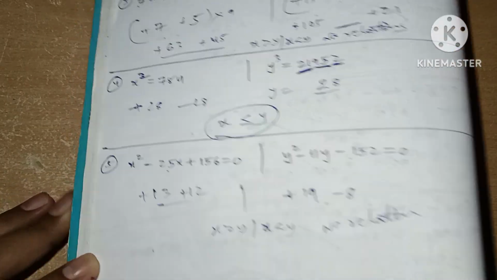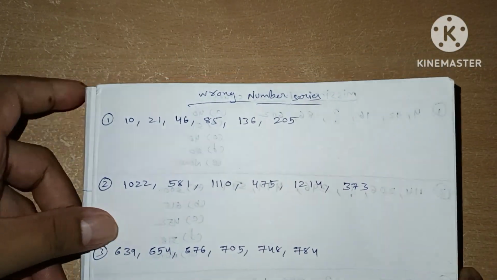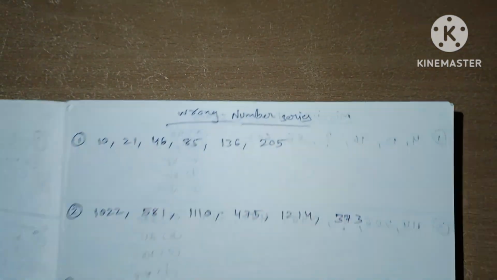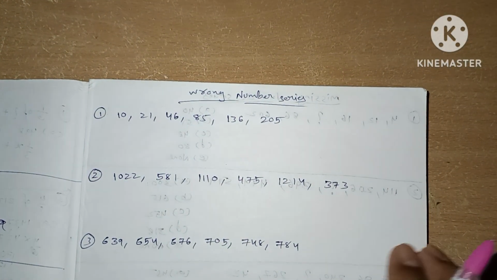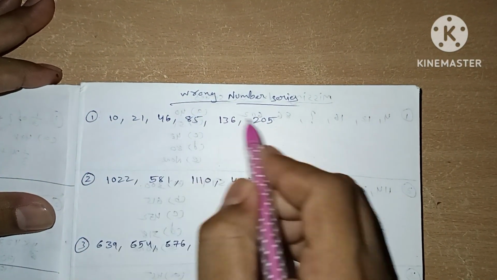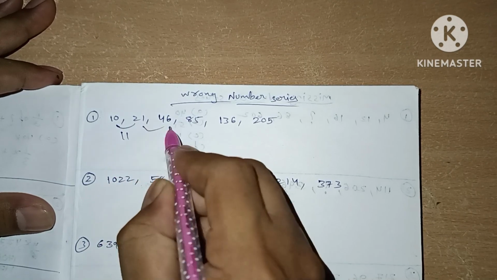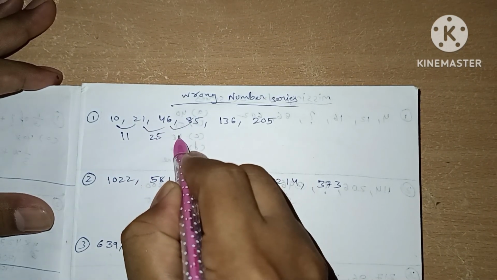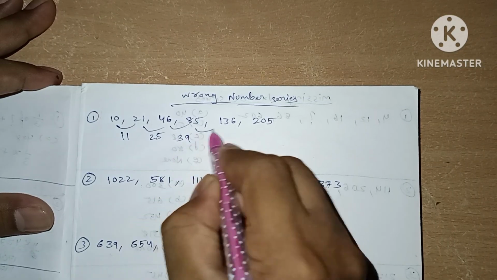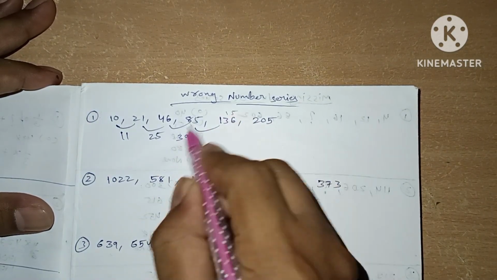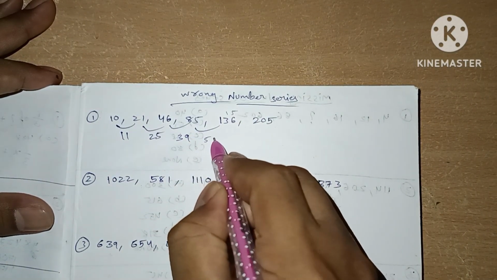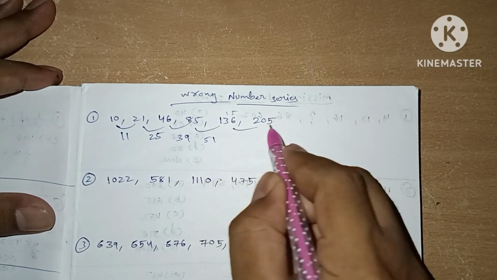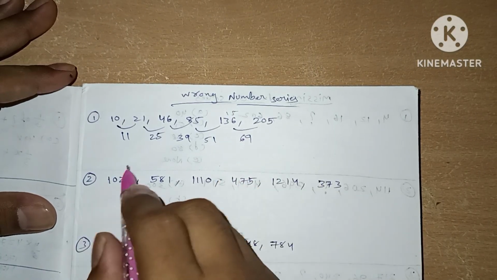Okay, next, now we are going to see wrong number series. So let's see. Here we see the differences 11. Here we see the difference of 25. Here the difference is 39. 15 to this one we get 51. Here the difference is 64 plus 5, 69.